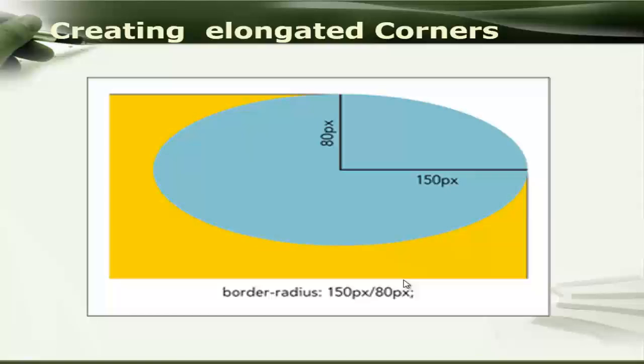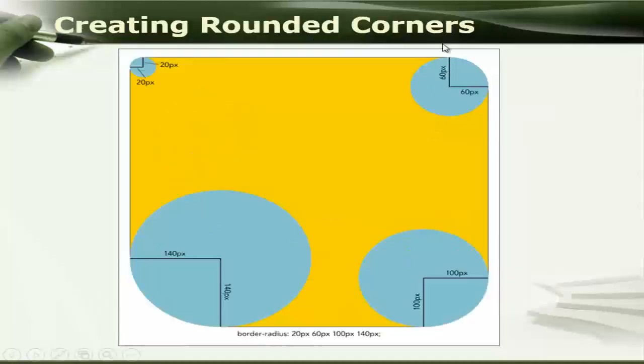It will not always be a circle. You can make it elliptical. So you can say border radius 150 pixels by 80 pixels. So you can make it like this. So it's an elliptical one. If you notice the previous one, it was a perfect circle.